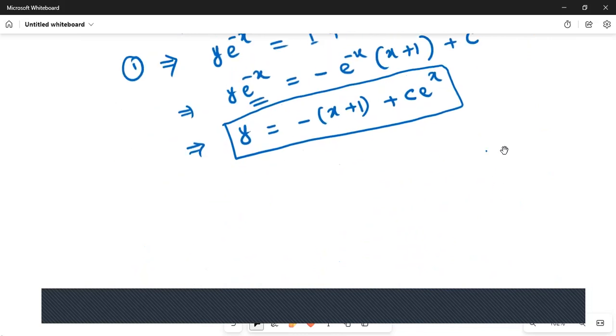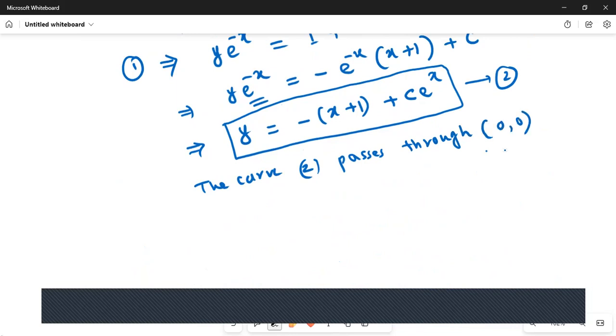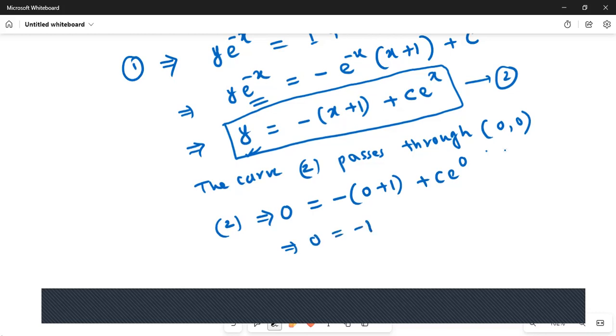So this is your curve number 2. The curve passes through 0, 0. So you need to write this because they have given this condition, right? From 2, you will replace y with 0 and x also 0, plus c e power 0. So obviously this is -1, and that is c. E power 0 is 1. So c will be +1, correct?